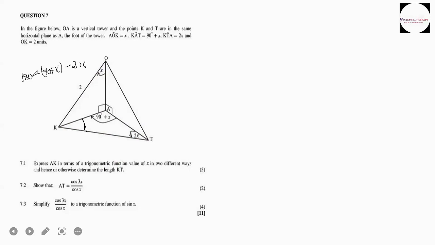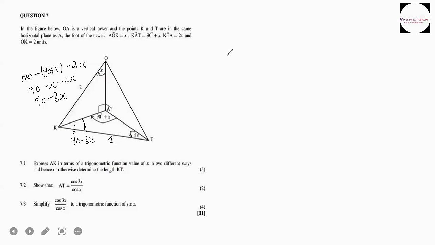2x. So if we say 180 minus 90, that gives us 90. If we say negative minus x, that's negative x minus 2x. So this will give us 90 minus 3x. So the angle in here gives us 90 minus 3x, right? So this is the angle for AKT. AKT is 90 minus 3x. So let's use the sine rule now. Remember, we've already calculated KT, and then we found that it is 1.